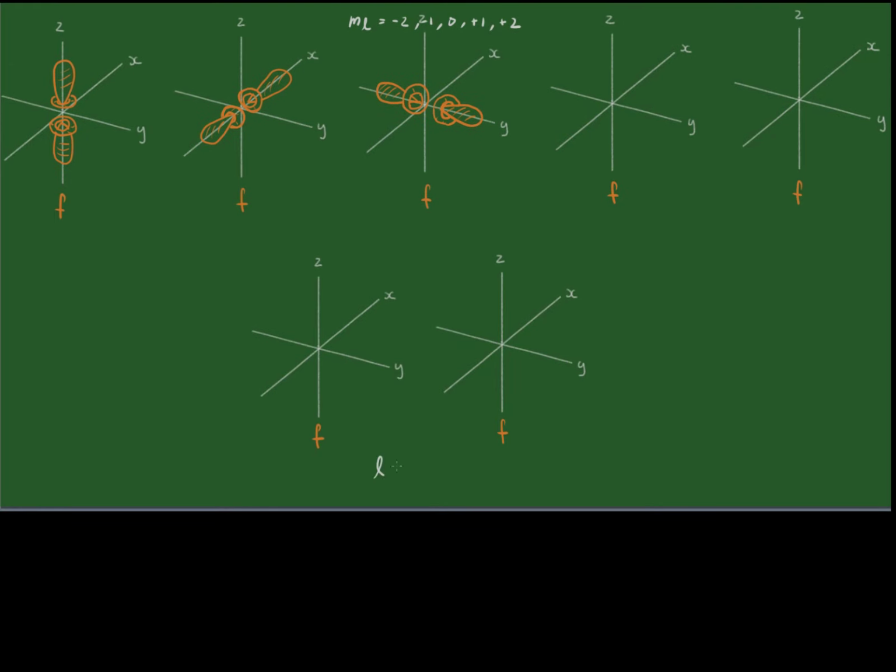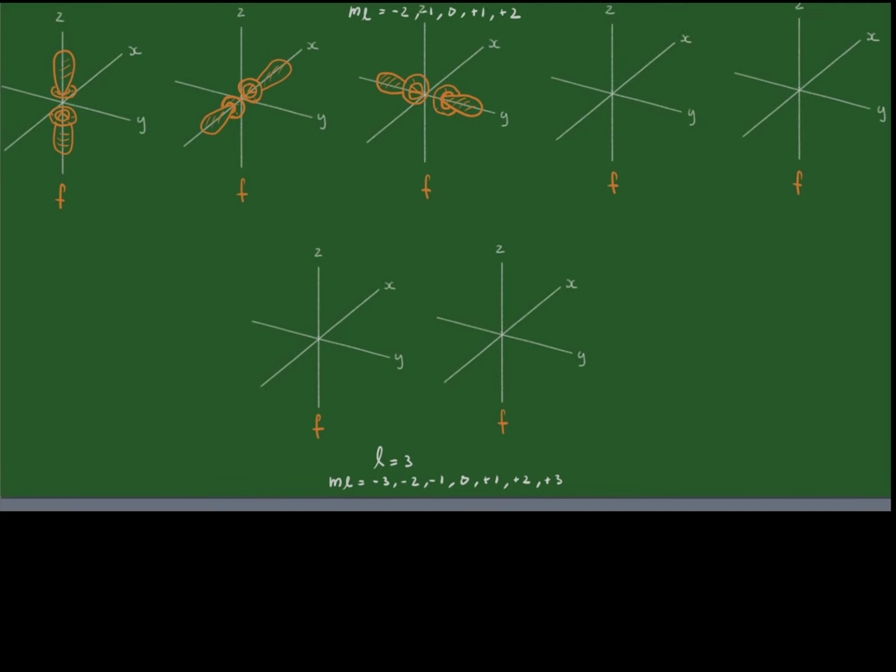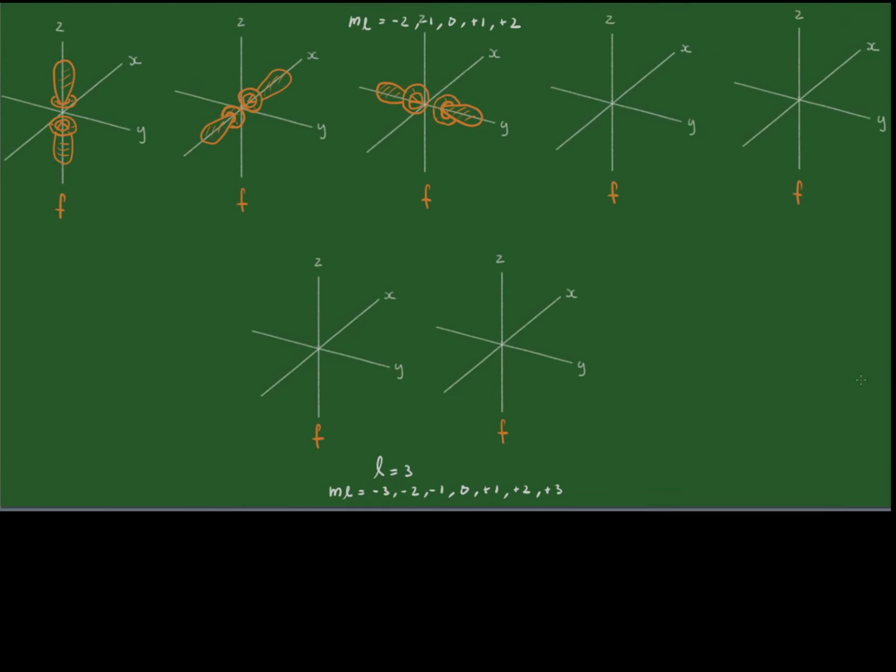So the angular momentum number L is equal to 3, which means that the ml values can range from minus L to plus L. In this case, that means minus 3, minus 2, minus 1, 0, plus 1, plus 2, plus 3. So we have 7 possible ml values for 7 f orbitals.